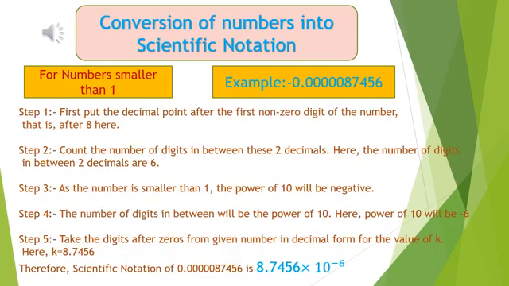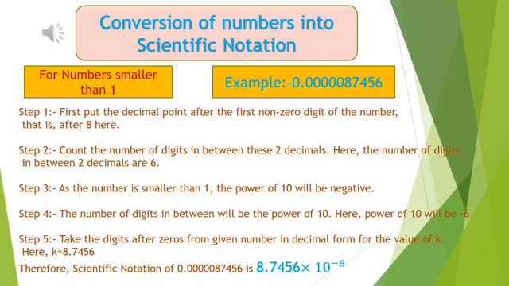Now we will do our conversion in the same manner but for a number that is smaller than 1. The number I am taking is 0.00000587456, that is, five zeros and then 87456. Now step number 1 is first put the decimal point after the first non-zero digit of the number.